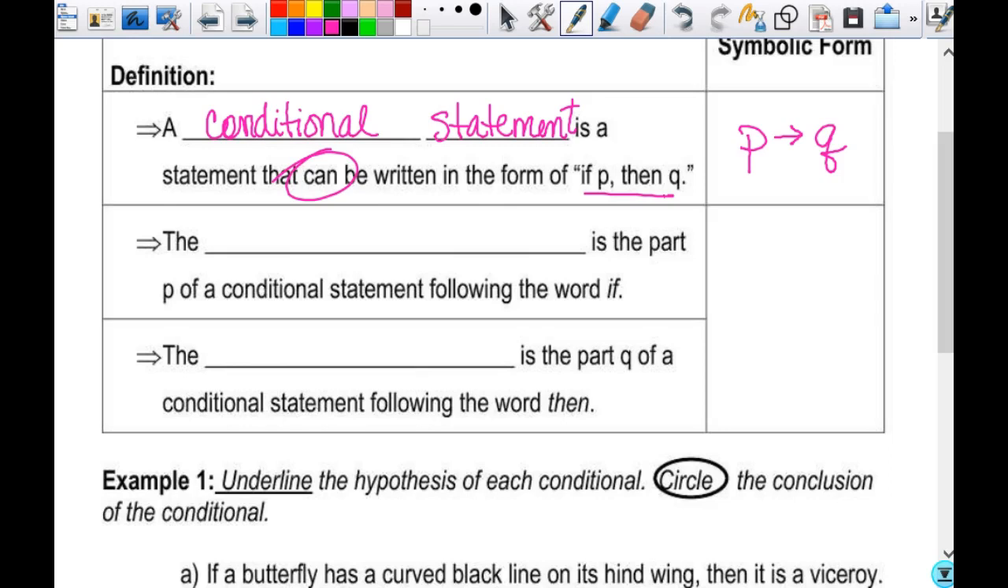All right, so then the next part is this, the hypothesis. So the hypothesis, and we've talked about a hypothesis before, like in science, right? And it's not really a prediction here necessarily. It's just the first part of the sentence. So the structure of these is important. Knowing when you read this, which one is the hypothesis and which one is the conclusion. So the hypothesis is the part P of a conditional following the word if. Okay, so it doesn't include the word if. It follows the word if.